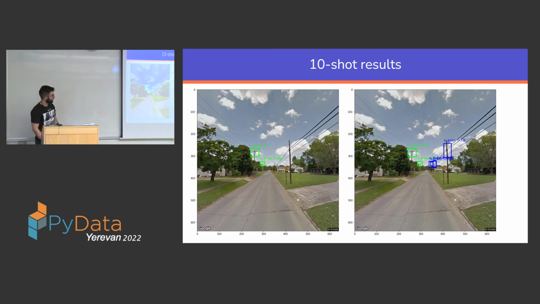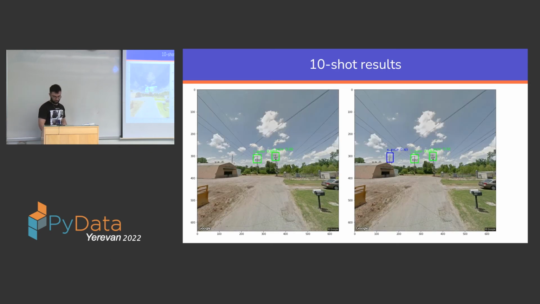Here's another result. Left one is the base model, and right one is the fine-tuned model. And also one more example. And basically with this, we kind of solved our problem of detecting what kind of poles are available.